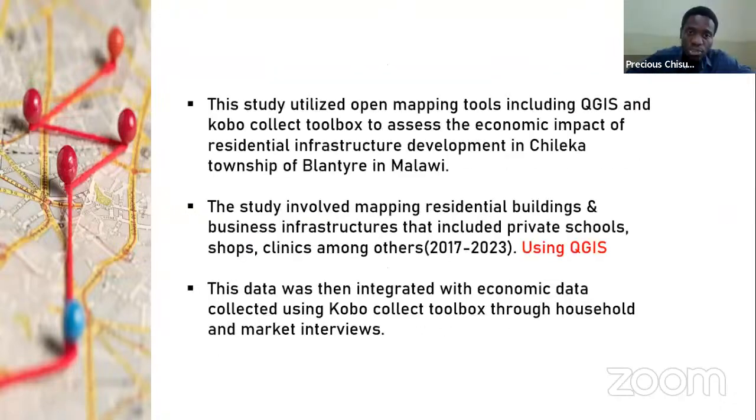So in this project, I utilized open mapping tools, including QGIS and KoBoCollect, to assess the economic impact of residential infrastructure development in Chidenga Township of Blantyre. It's a township on the outskirts of Blantyre City, one of the cities in Malawi. It involved mapping the residential buildings and business infrastructures, which included private schools, shops, and clinics, in two different time periods, 2017 and 2023. This data was complemented with a business perception survey that I did by doing random interviews in markets as well as household interviews.